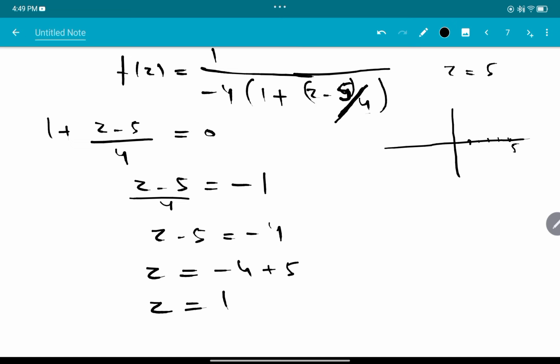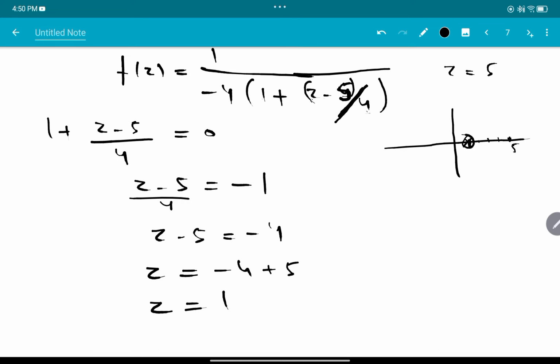Now you can check it here. Put z equal to 1 here: 1 minus 5, that is minus 4, minus 4 divided by 4 is minus 1, 1 minus 1 is 0. Yes, there is a singularity there at z equal to 1. Here is the singularity. But you are expanding about z equal to 5.